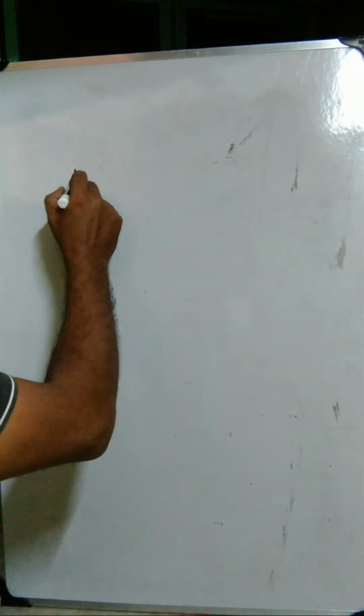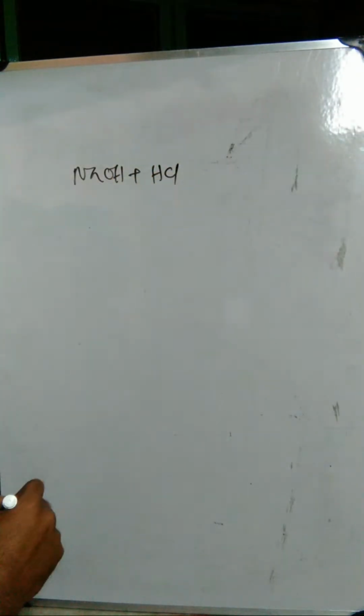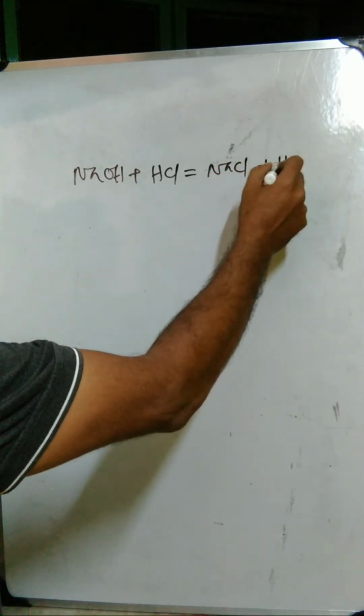Now, what is hydrolysis? Hydrolysis is related to the neutralization reaction. What is a neutralization reaction? It is where an equivalent amount of acid reacts with an equivalent amount of base to produce salt and water, like an equivalent amount of NaOH and an equivalent amount of HCl reacting with each other to form NaCl and H2O.